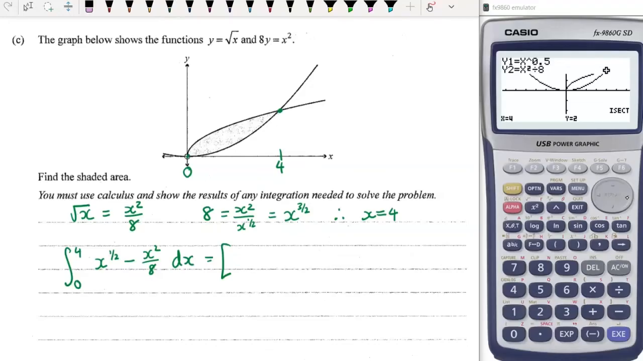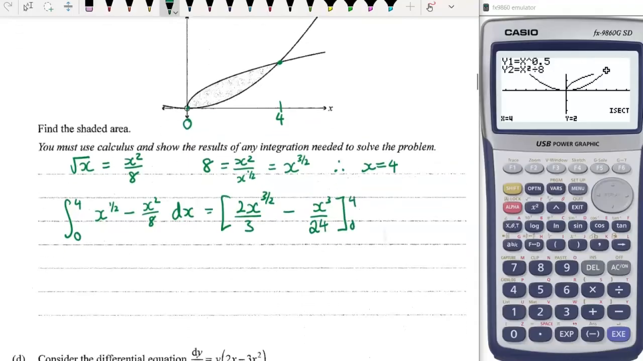Or rather, I'll slow that down, sorry. Increase the power by 1, we have 3 over 2. Divide by the new power is to multiply by 2 over 3. Next one, increase the power by 1, we've got x cubed. Divide by the new power, well, we already had an 8 on the bottom, so now if we're dividing by 3, 3 times 8 is 24, between 0 and 4.